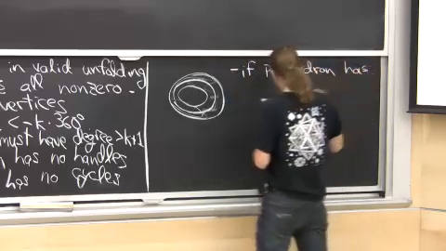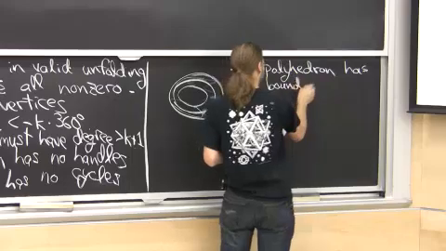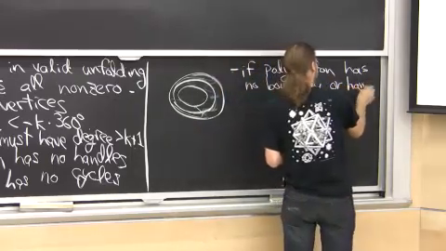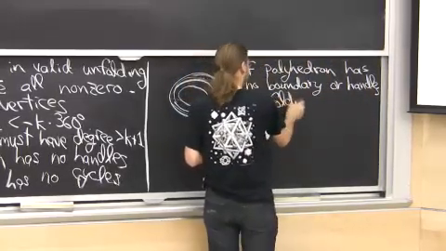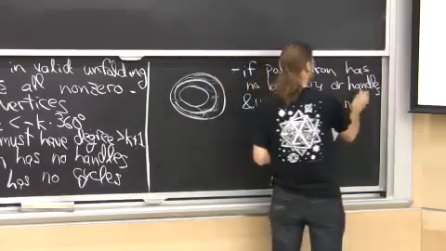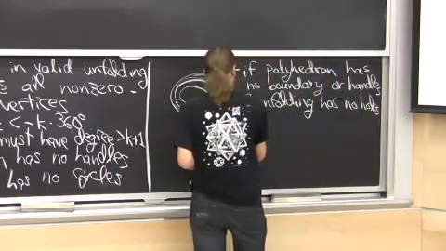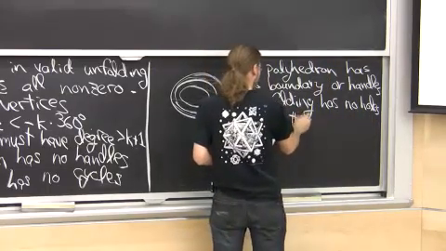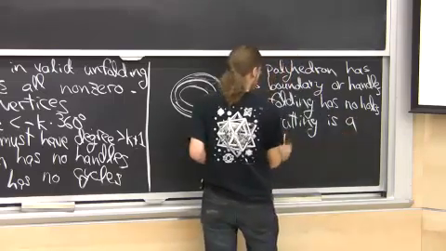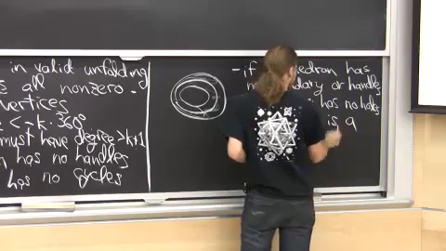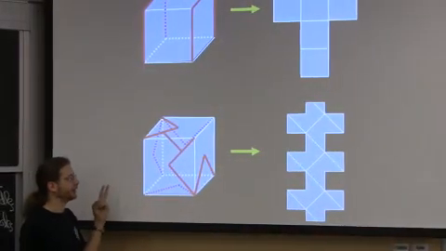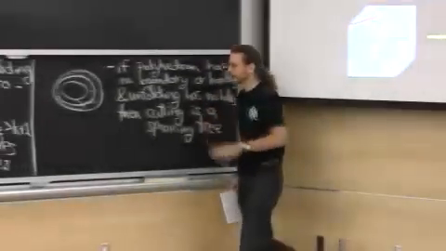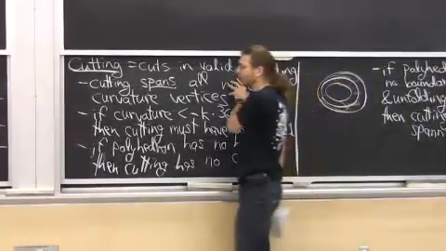So if a polyhedron has no boundary and no handles, and the unfolding has no holes, then cutting is a spanning tree. Spanning tree is a concept we've used a few times. It's just a tree. In this case, it's got to visit all the vertices of non-zero curvature, and it's a tree, so it's connected and acyclic. So the main new thing here is that it's connected. We've already said that it should be acyclic with no handles. We've already said that it should span everybody.